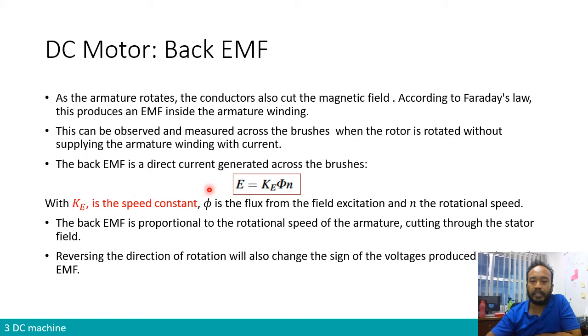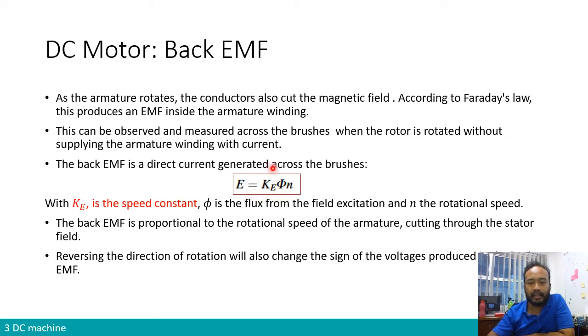This back EMF, noted as E, is in relation with certain other characteristic parameters of the machine. If you do an experiment where we put a motor without supplying any voltage to it, and we measure using a voltmeter across the brush, and we rotate the rotor with a certain rotation, we can observe that the generated back EMF E equals a certain coefficient Ke multiplied by the field flux created by the field winding, multiplied by n, the rotational speed of the rotor.